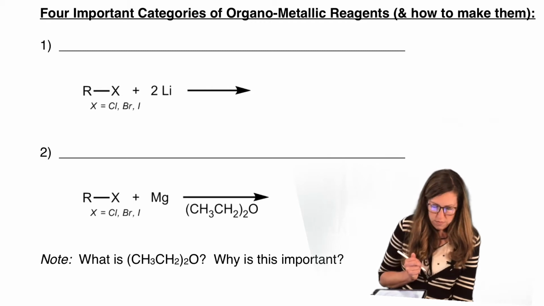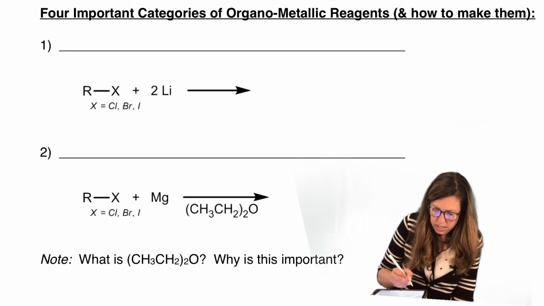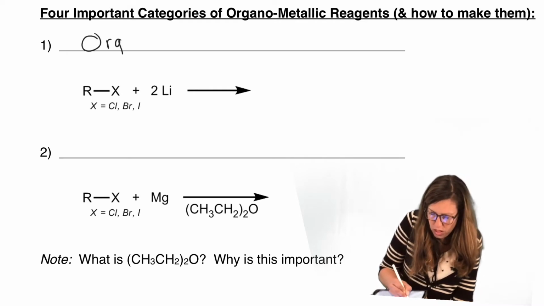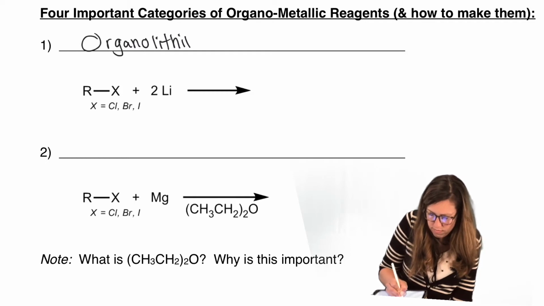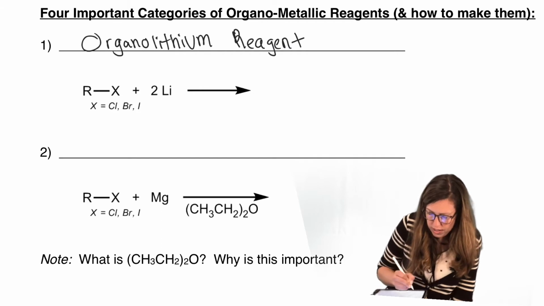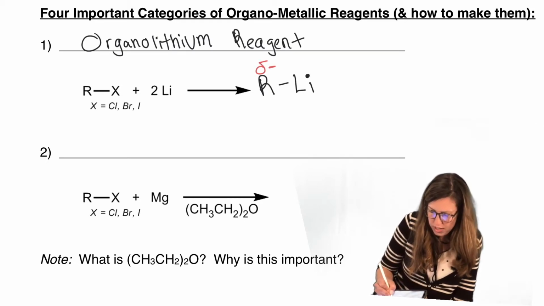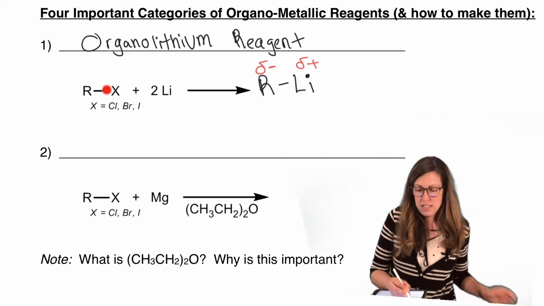Okay, so the important categories of organometallic reagents we're going to look at, and some we've actually talked about before. The first will be called organolithium. So an organolithium reagent with, you guessed it, an R group, a carbon chain attached to lithium directly. That allows us to have the delta minus, delta plus distribution we're looking for. And look at what's going on here. We had to make this. Where do we make this?